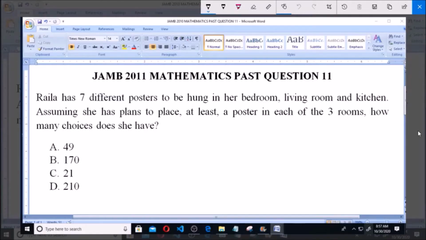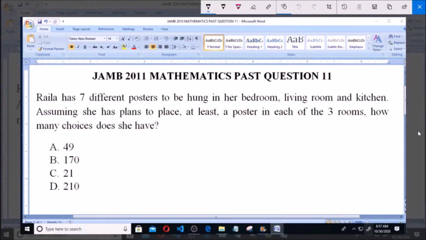I will be answering JAMB 2011 Mathematics Past Question 11. Riyola has 7 different posters to be hung in her bedroom, living room and kitchen. Assuming she has plans to place at least a poster in each of the 3 rooms, how many choices does she have? A: 49, B: 170, C: 21, and D: 210.